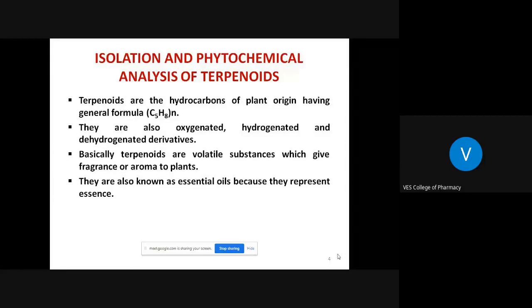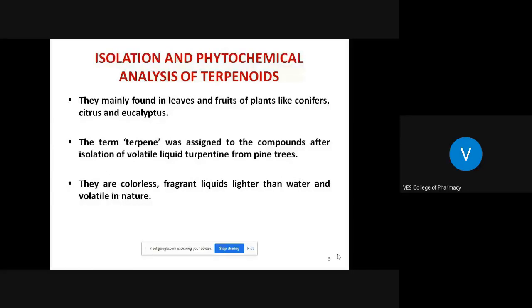The drugs like dill, caraway, coriander are usually used as anti-flatulents for relieving flatulence, and they are mainly used for preparations containing aromatic waters. For example, say marketed products like gripe water, or what you can call aromatic waters. Now, these terpenoids are mainly found in leaves and fruits and in plants like conifers, citrus and eucalyptus.